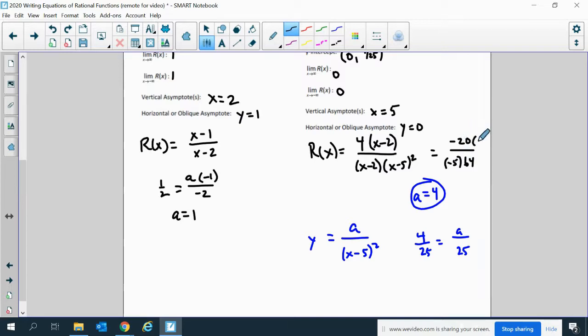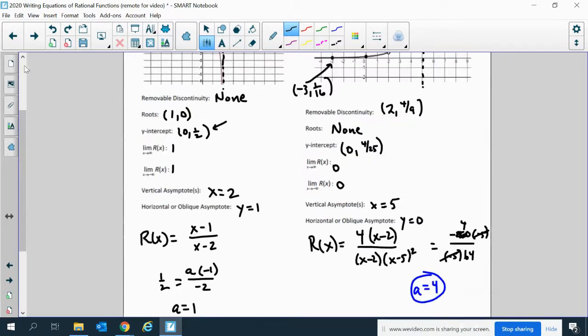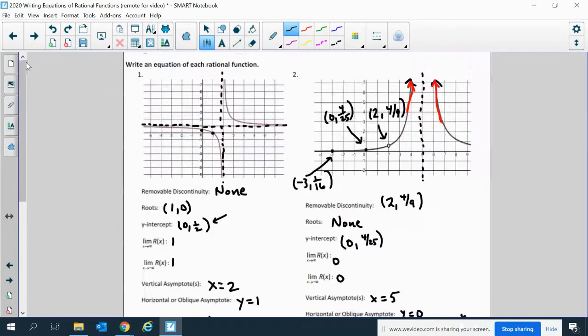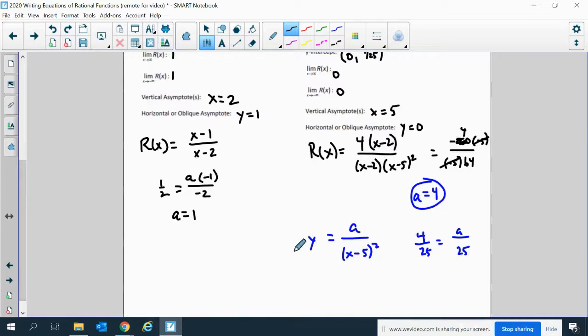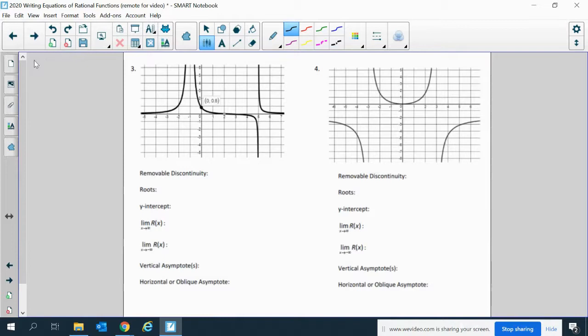Well, I guess I should just cancel off the negative 5's. And 4 over 64 is 1/16. So I end up getting exactly what the points are. And if I plugged in 2, I would get nothing in this one, but if I plugged it into the simplified version, I would get 4/9. So that would tell me what the limit would be as I'm approaching that value.